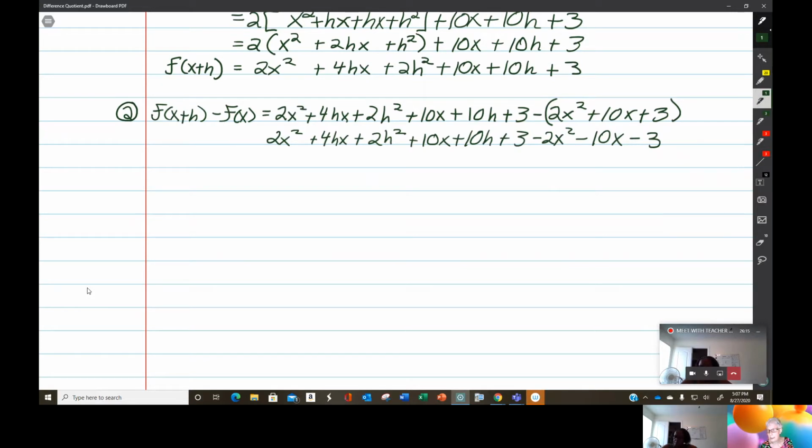And the goal is to combine like terms here. That'll help us get rid of some terms, because we're going to have 2x squared minus 2x squared, so they'll equal 0. And I'll have 10x minus 10x. That's 0. And 3 minus 3 is 0.